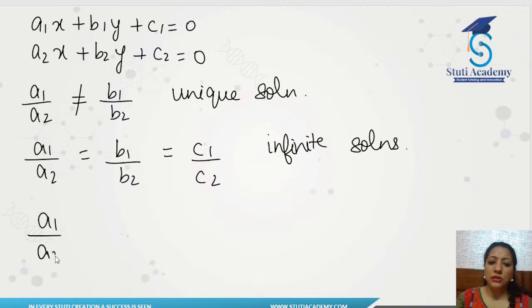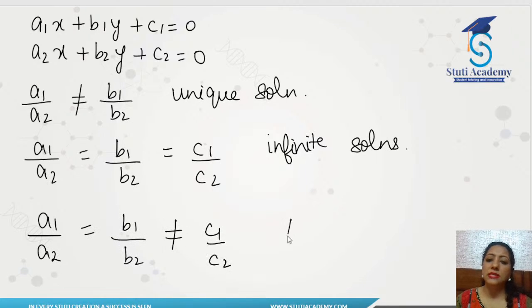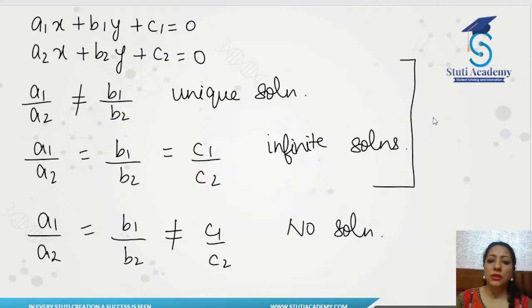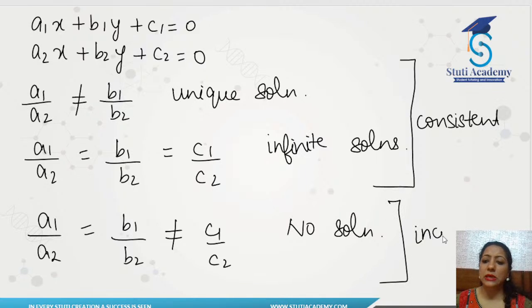If we have a1 upon a2 equal to b1 upon b2, not equal to c1 upon c2, in this case we have no solution. We don't have any value of x and y which is going to satisfy both the equations simultaneously. Now in the first two cases we will say that the set of equations is consistent. And in this case, we will say that the set of equations is inconsistent. So when we have a solution, whether unique or infinite, the given equations are consistent. And if we don't have a solution, the given equations are inconsistent.